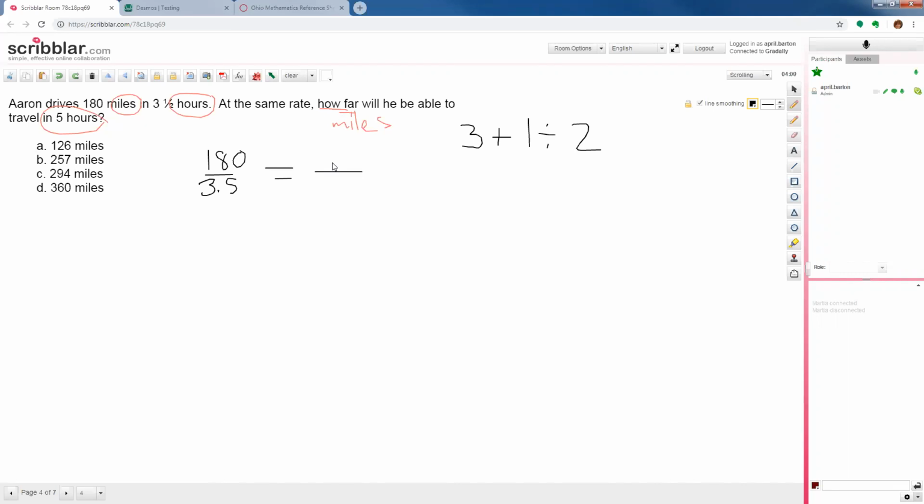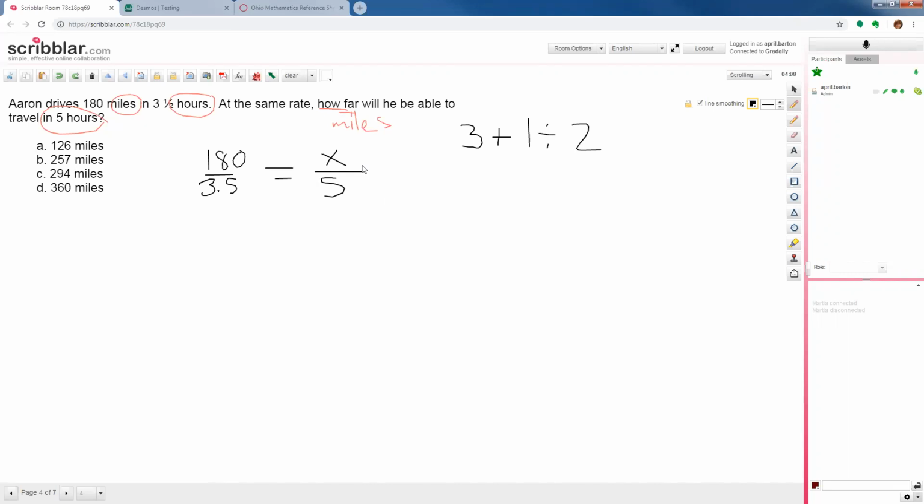How about the other side? Well, your hours you're going to have, which would be underneath, but you're not going to have the miles because it wants to know how far. So you're going to have to put X on top. Good. So we have our proportion set up.